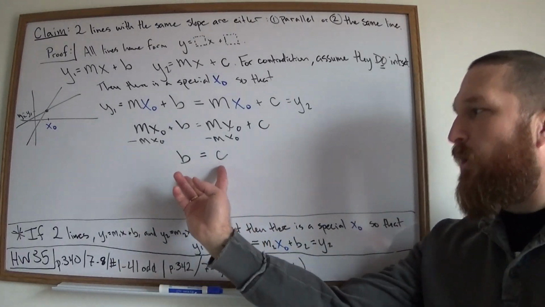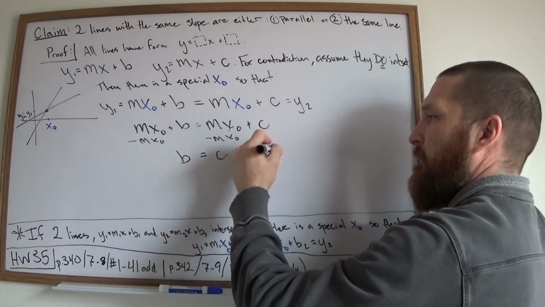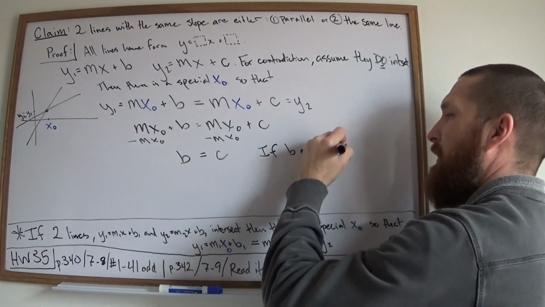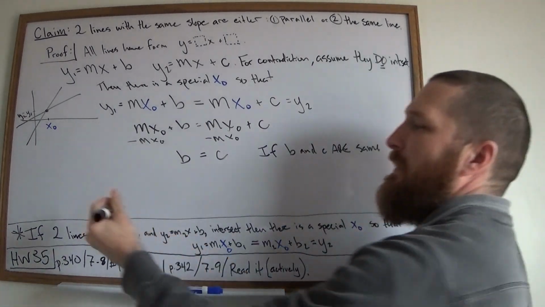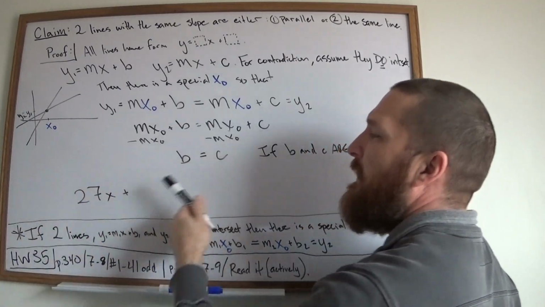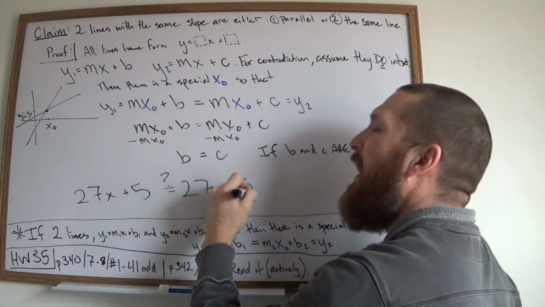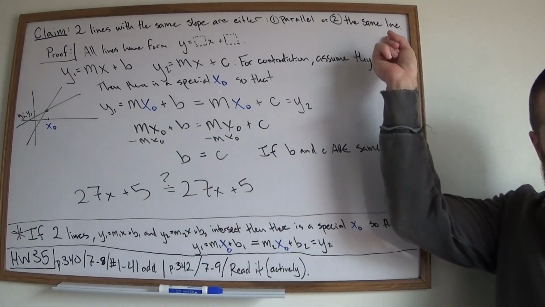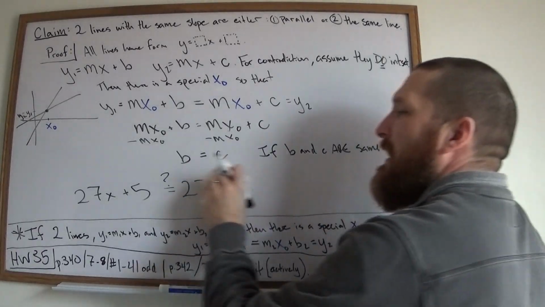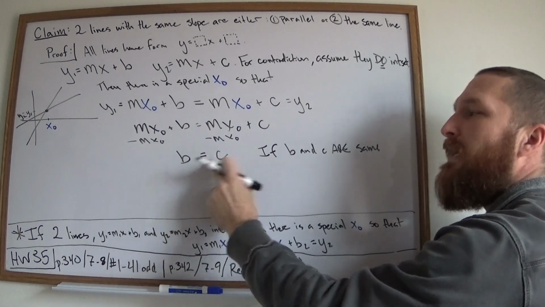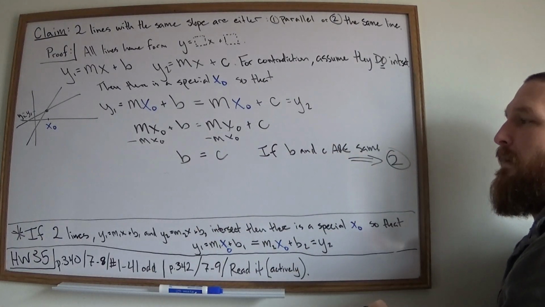Now, suppose that they're actually the same number. If b is 5 and c is 5, that is, if b and c are the same, then they're the same line. It doesn't matter what m is. If m was 27, then 27x plus 5 is the same thing as 27x plus 5. Oh yeah, it's the same line, and this is why we talked about this at the very beginning. If b and c are the same, then you do get the same line. So that implies statement 2. That's the first case.